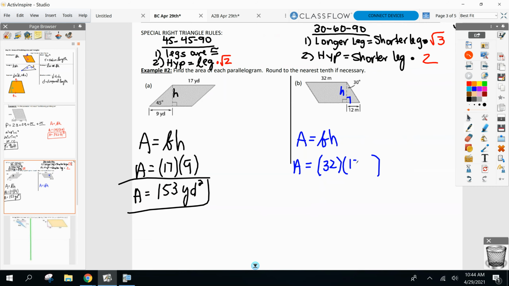12 radical 3. Good job. 12 radical 3. I want to stop everyone right here. I know the directions say nearest tenth if necessary. Tonight it might say simplest radical form. So right now, let's pretend the directions say simplest radical form.